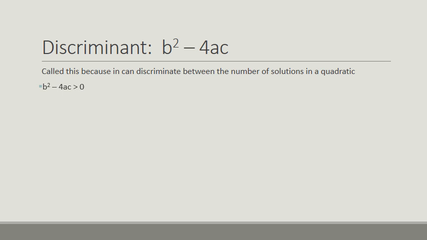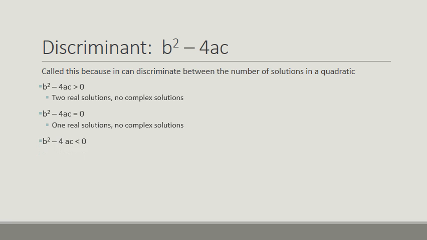So if it is positive, b squared minus 4ac is greater than 0, there are two real solutions and no complex solutions. If the discriminant is equal to 0, there's one real solution and no complex solutions. And if it is less than 0, there are no real solutions and two complex solutions. Just a little tidbit, complex solutions always come in pairs. So if you have a solution i, you're going to have a solution negative i. Okay? And we'll talk more about that in another lesson.